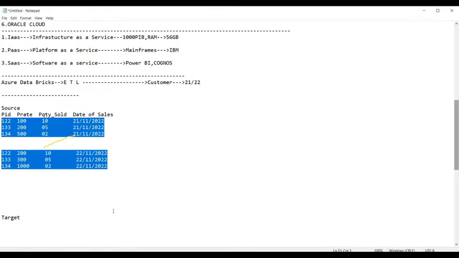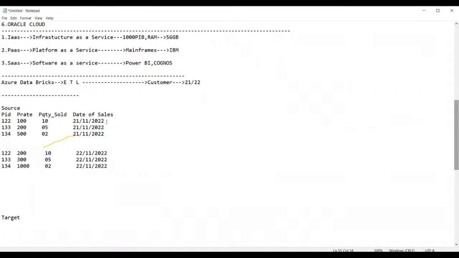Am I right or not, everyone? Yes, sir. If you have a massive amount of data, can you look at the data and decide or not? Suppose each table has some 1 lakh records. Can you decide by looking into the records? No, not possible. So for that, we use a technique. What is that? ETL. Let us see how ETL is applied here.